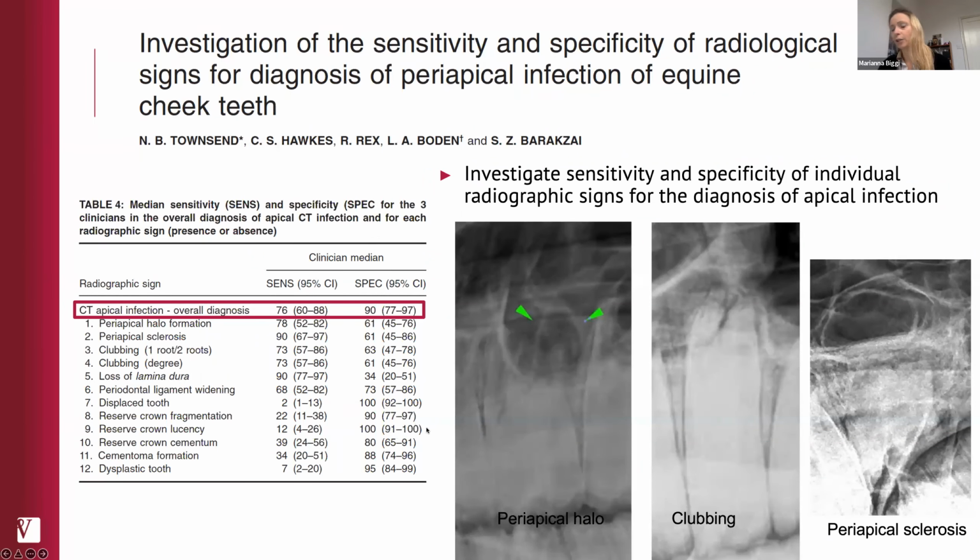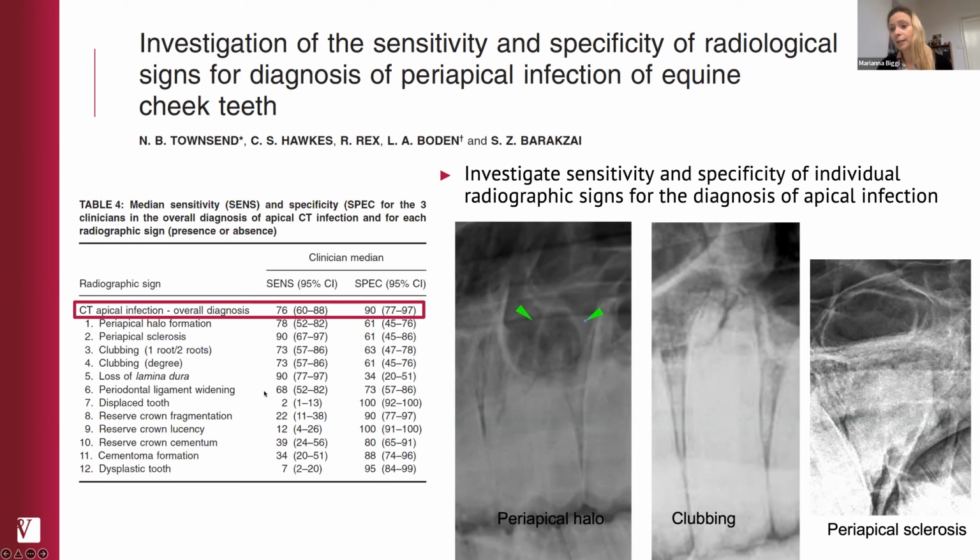And then they calculated the sensitivity and specificity of each of these signs for the diagnosis of infection. What they found was that the overall sensitivity of radiographs for diagnosis of infection was 76% and the specificity 90%. And I think this highlights the fact that it's still quite useful to take radiographs of the head for dental infection, and not just go straight to CT, because in many cases we will be able to make the diagnosis using this standard imaging system.